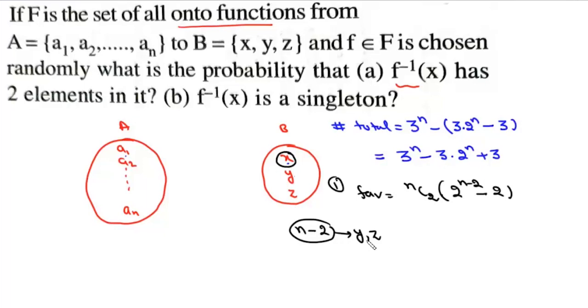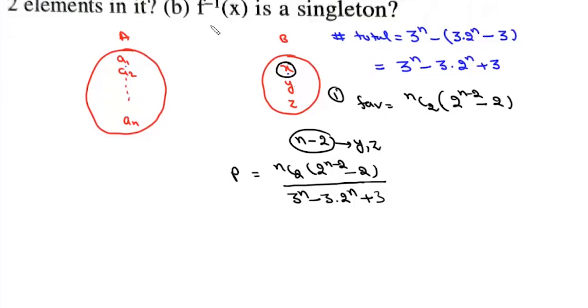So this required probability will be nC2 times (2 to the power n minus 2, minus 2) divided by 3 to the power n minus 3 into 2 to the power n plus 3. And then the second case where this x has only one pre-image.